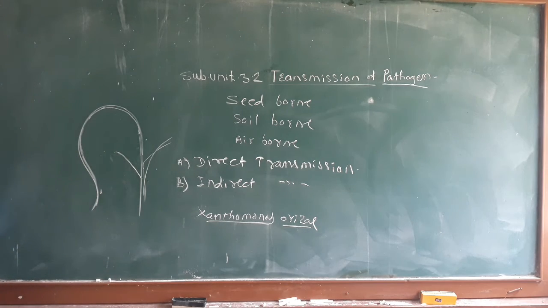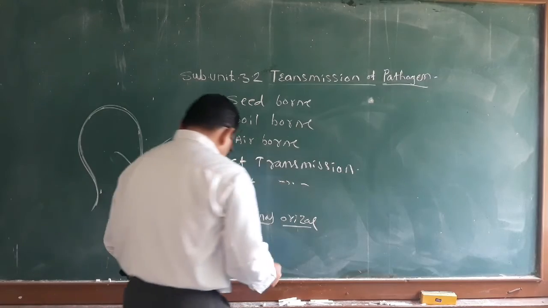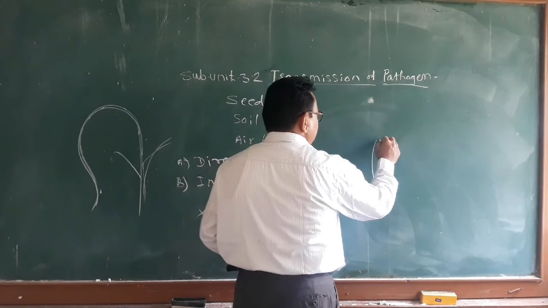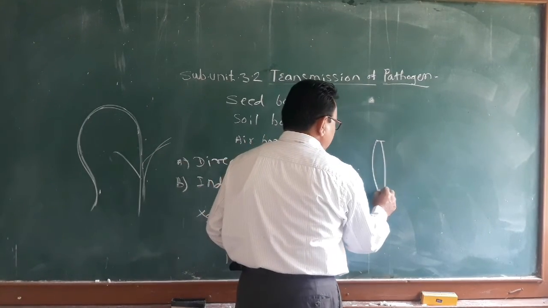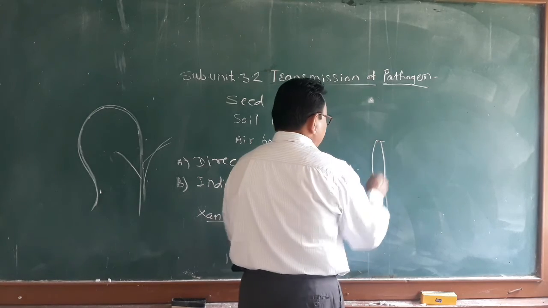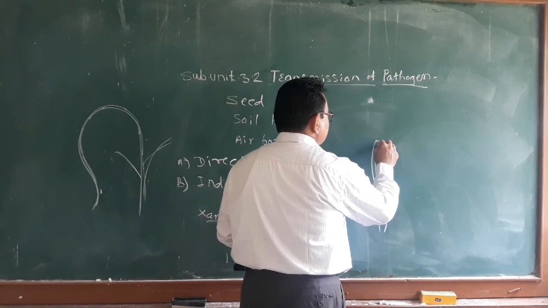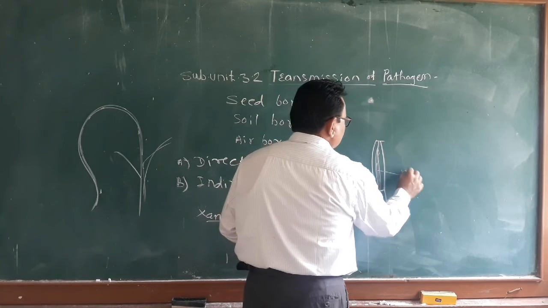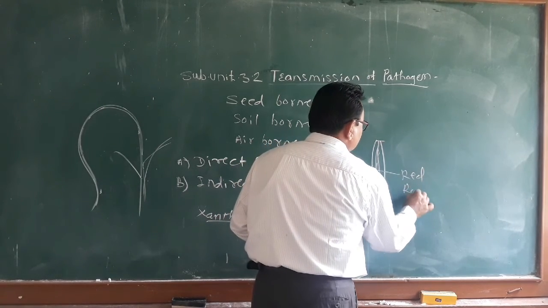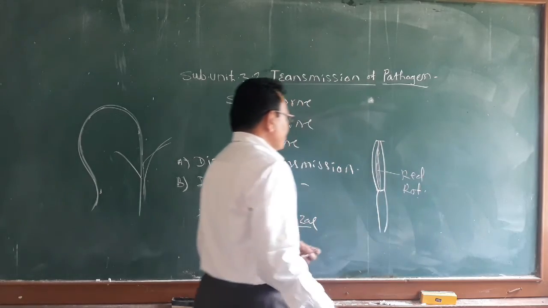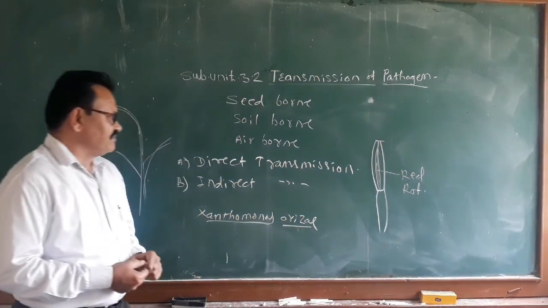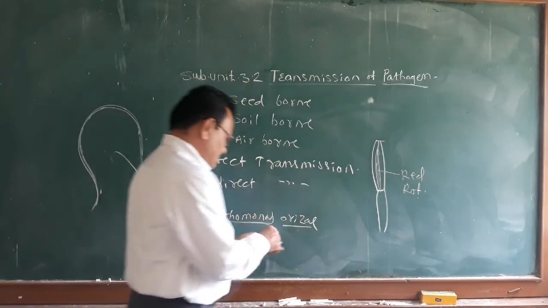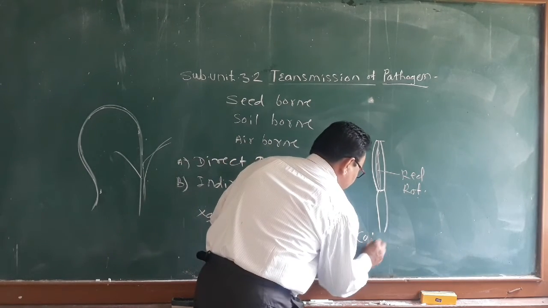Ustilago scitaminea. Then red rot of the sugarcane plants affects the nodes and internodes, and the rotting takes place on the inner side. Such red rot of sugarcane is also caused by a fungus, and the name of that fungus is Colletotrichum falcatum.